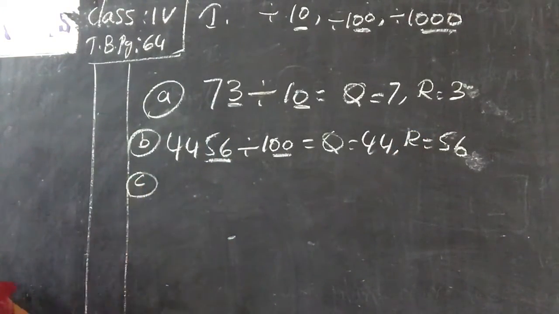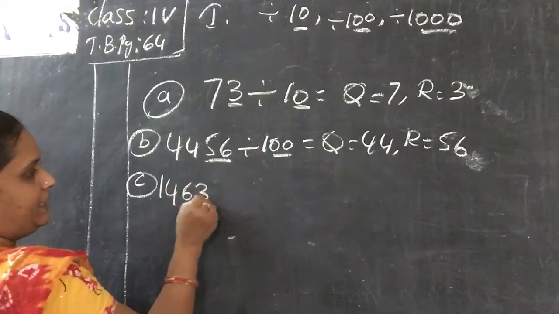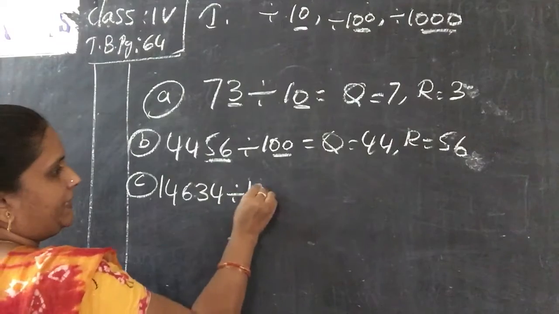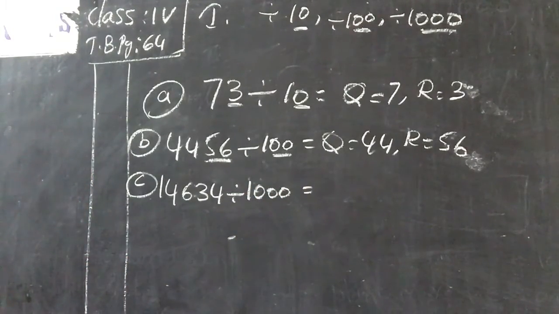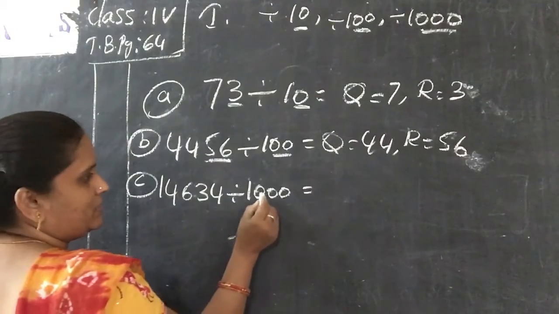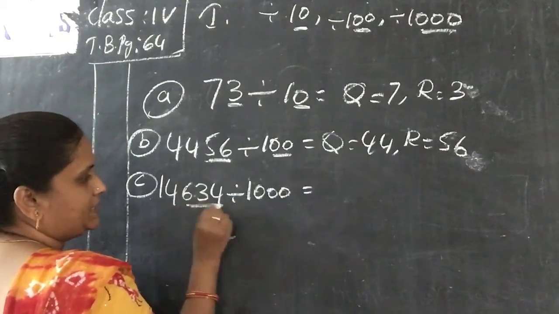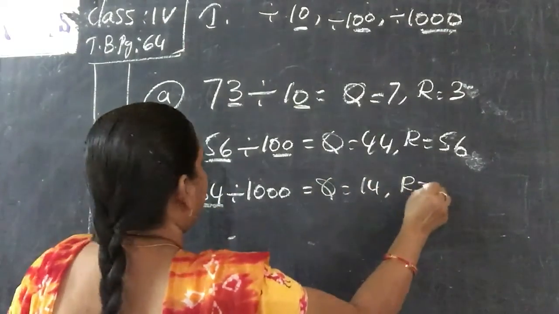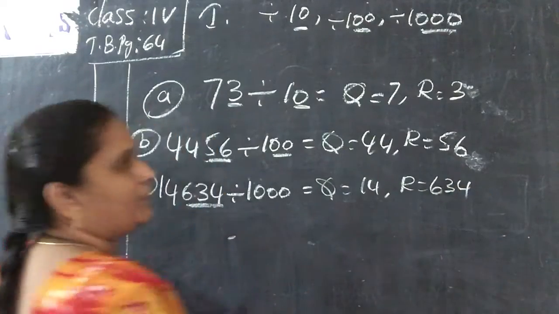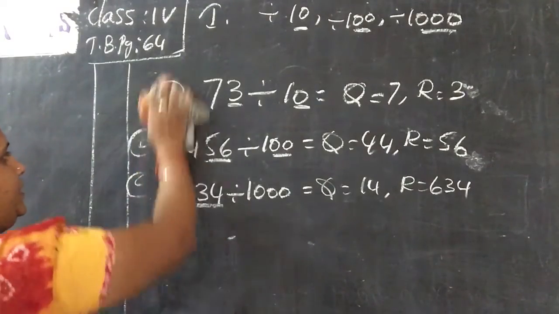Next, C: 14,634 divided by 1000. How many zeros are there in 1000? 1, 2, 3. So from the ones place 1, 2, 3, leave 3 digits. Now write quotient is equal to 14 and remainder is equal to 634. Okay, the remaining sums also you have to do like that only. Next, section 2.